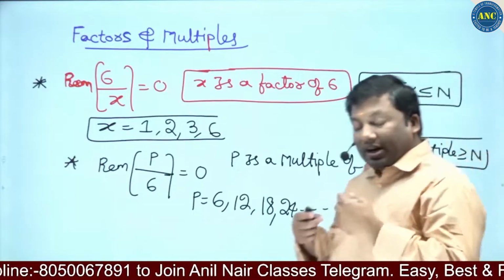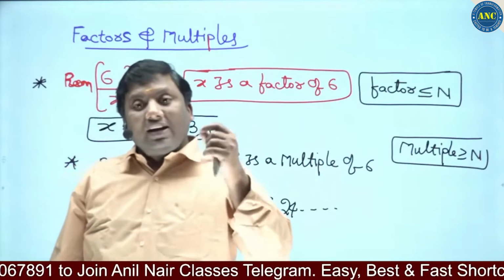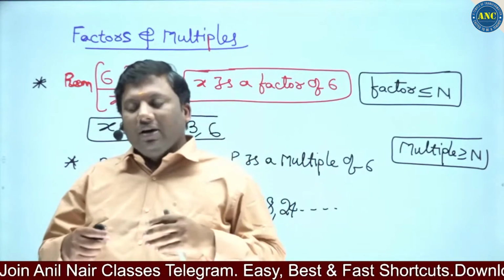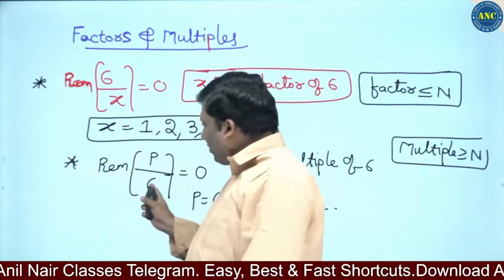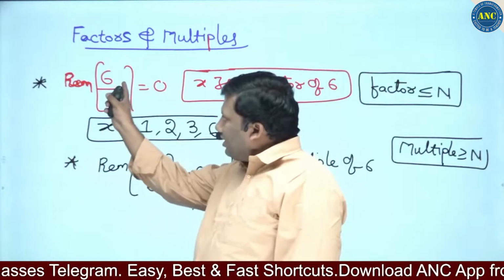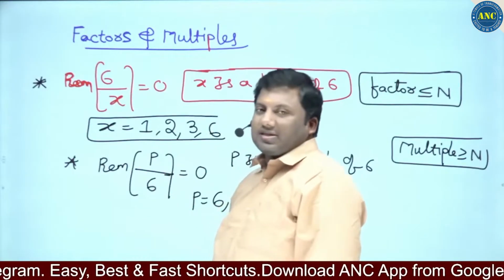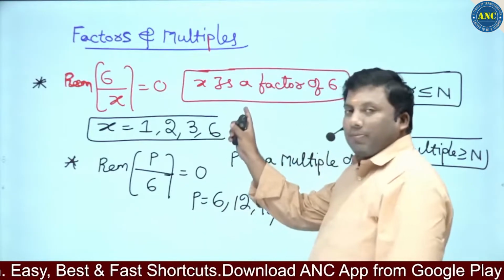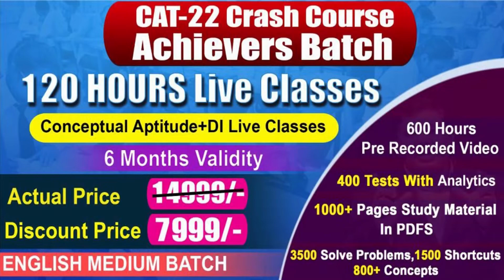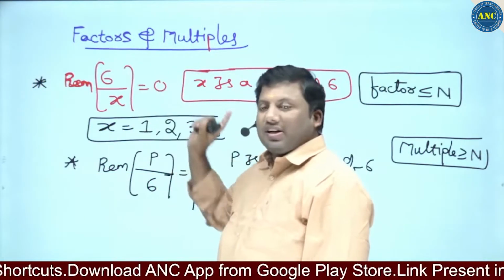Factor means the number which is less than a given number and perfectly divides the given number. That is called the factor. Here x is dividing 6, and P is getting divided by 6. I hope it is clear. One is the mathematical definition for a factor, another is the mathematical definition for a multiple. I hope the definitions of factors and multiples are clear.